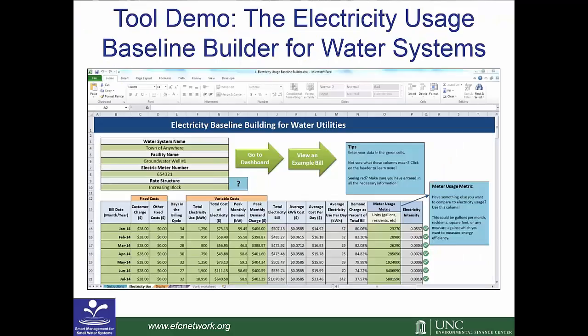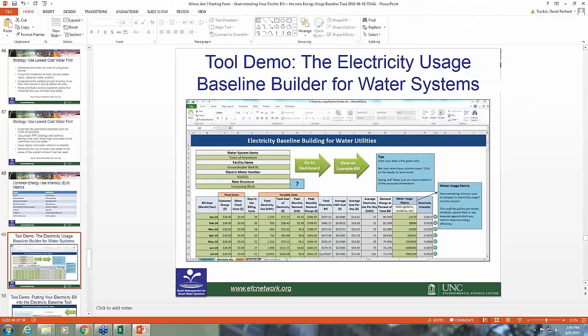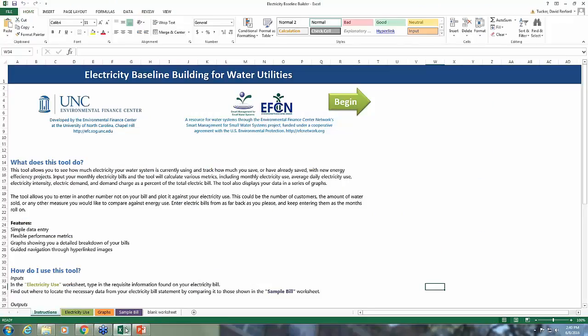So now we're going to switch over to demoing the Excel-based electricity usage baseline builder tool that we have developed. While I'm bringing that up in Excel, Laura, do we have any questions yet? And if so, we could take about one of them right now. Dave, we don't have any questions right now, so I'd go ahead with the demo then.